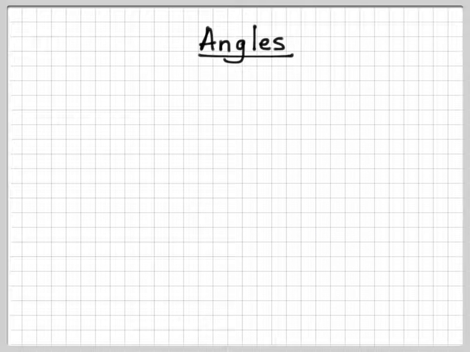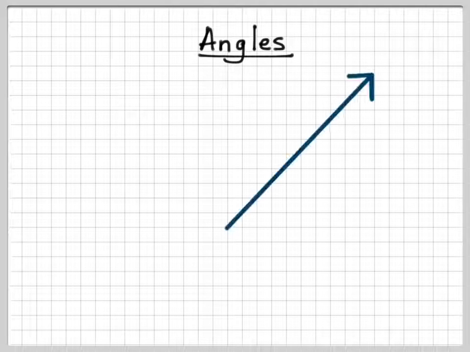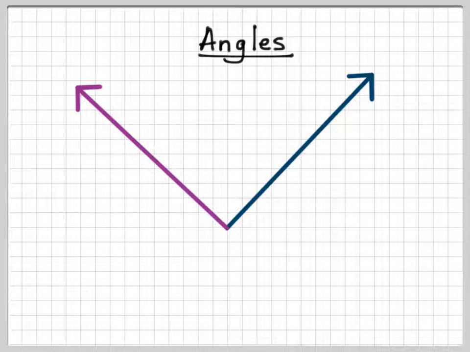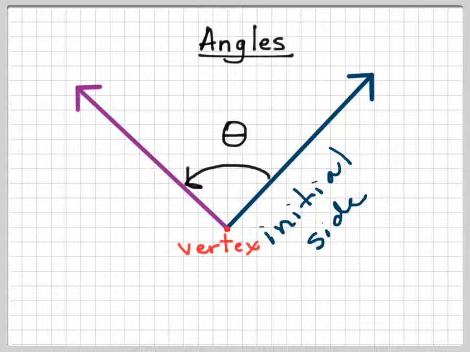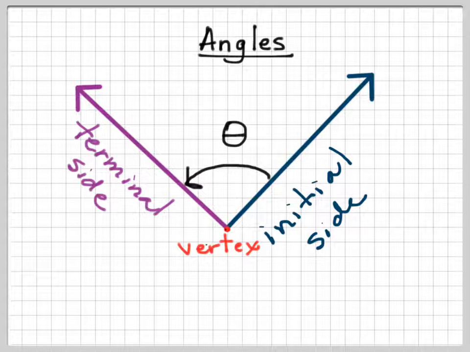Okay, let's start talking about an angle. How do we form an angle? Well, we have two rays that share a common endpoint, and that common endpoint is called the vertex. And it forms an angle, which in this case we're going to call theta. The direction of the angle goes from the initial side to the terminal side, and you can see that I have a little arrow for theta drawn from the initial side to the terminal side.